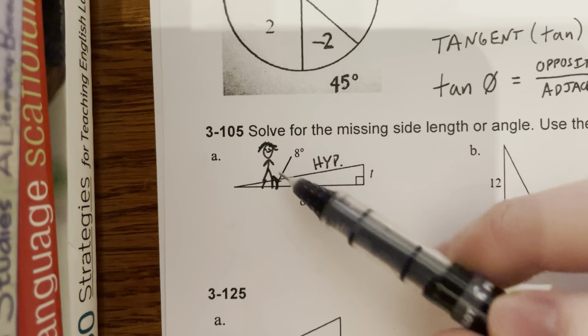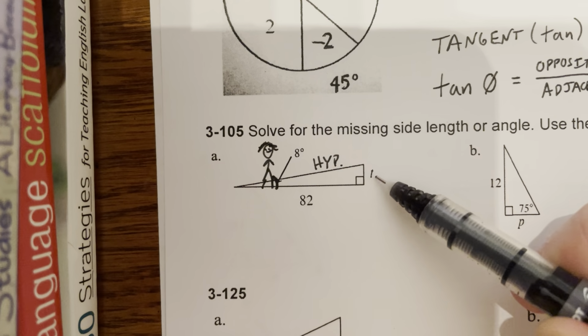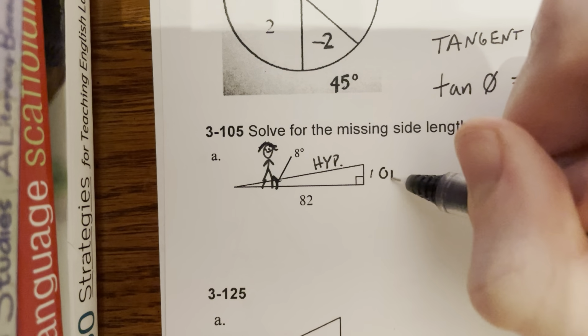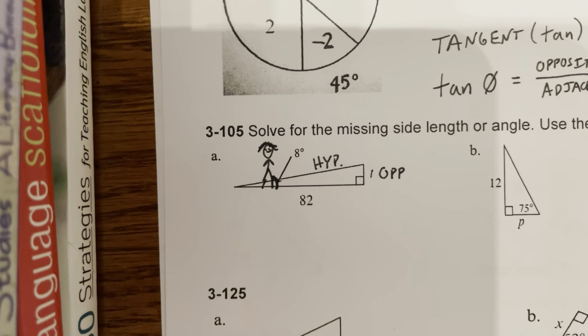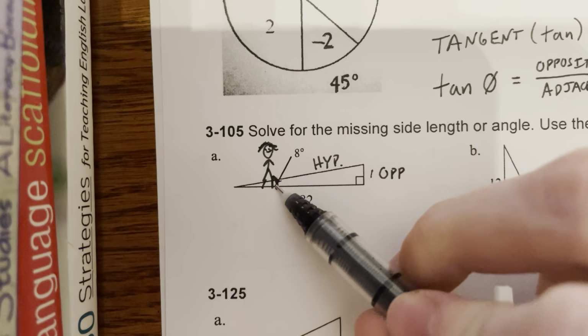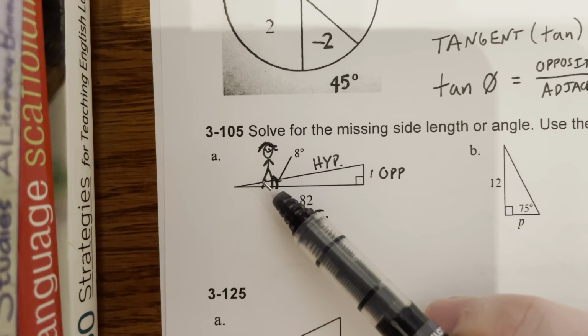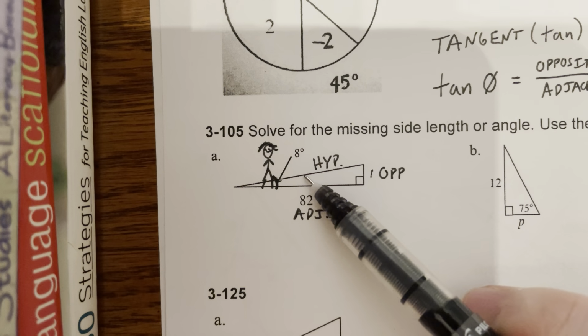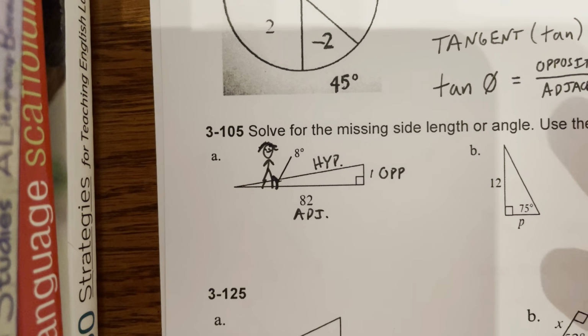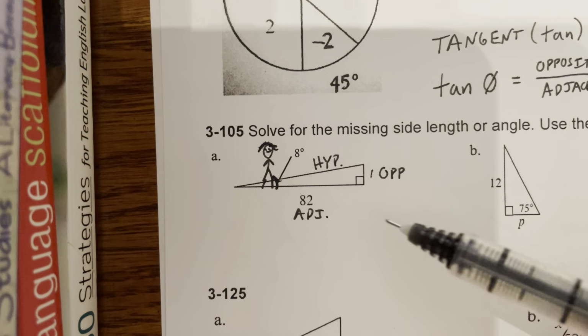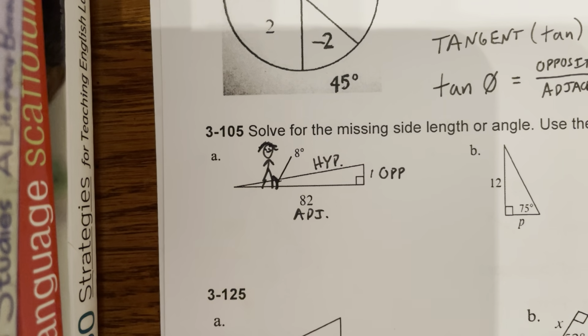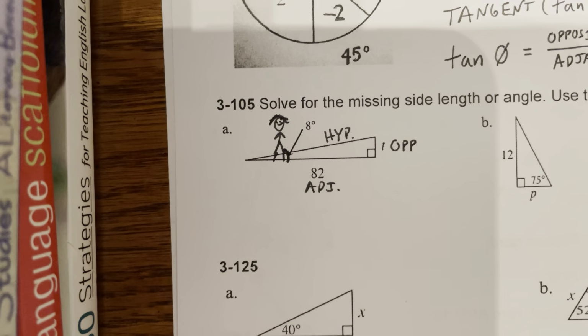From where I'm standing right here on this angle, what's opposite of me? t or 82? Opposite of me is t. So I'd say t is opposite. 82 is really close to me, it's adjacent to me. Keep in mind this hypotenuse, this side over here, is also close to me, but it's the hypotenuse, which makes it unique. It's not the adjacent side, as we would call it.